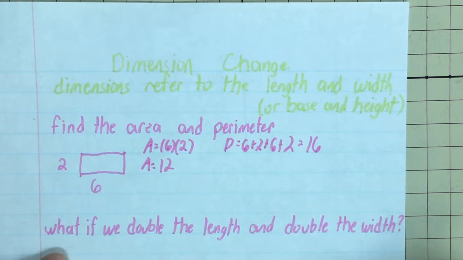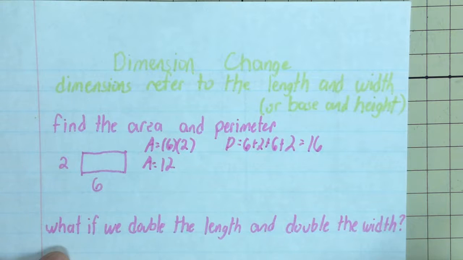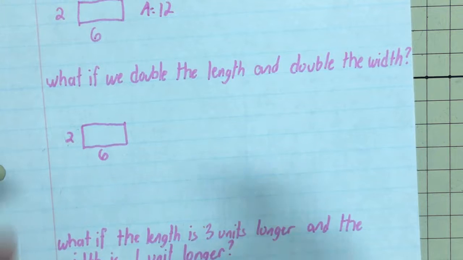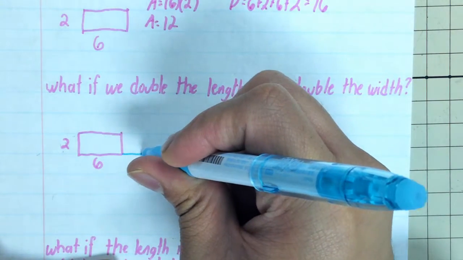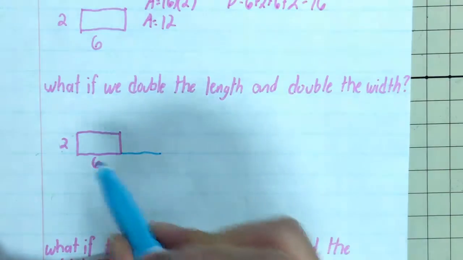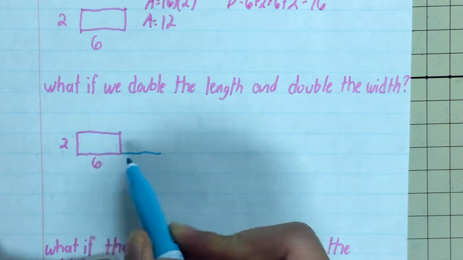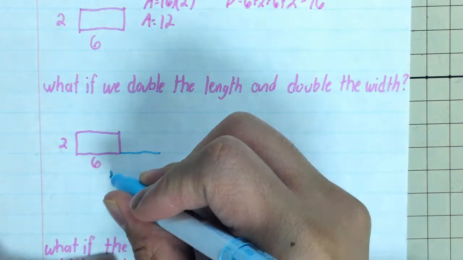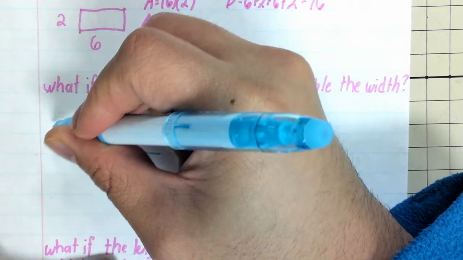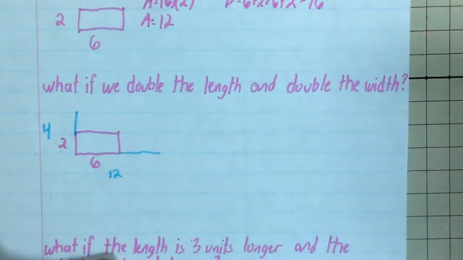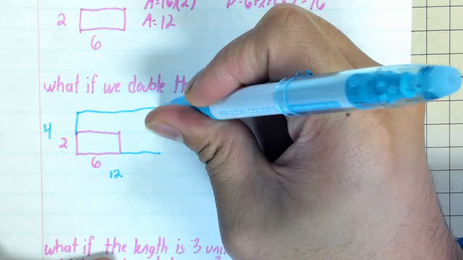So the question is, what would happen to my area and to my perimeter if we double the length and double the width? So let's take a look at this. So I have my original rectangle here. I want to double the length. So my current length is 6. Double that, it's now 12. And I also want to double the width. So that's 4. And there's my new rectangle.